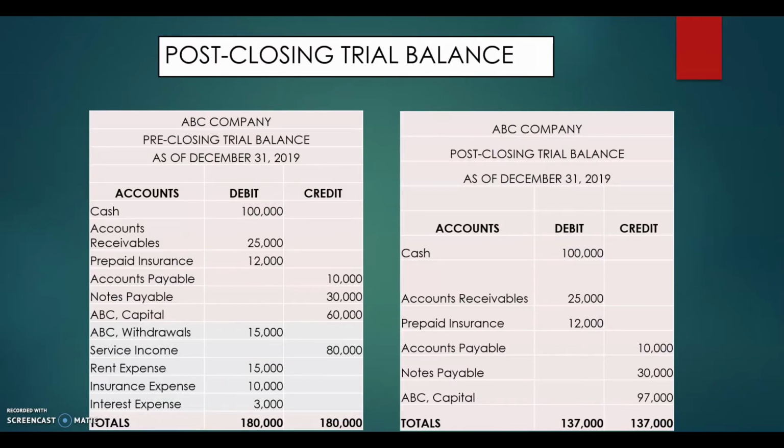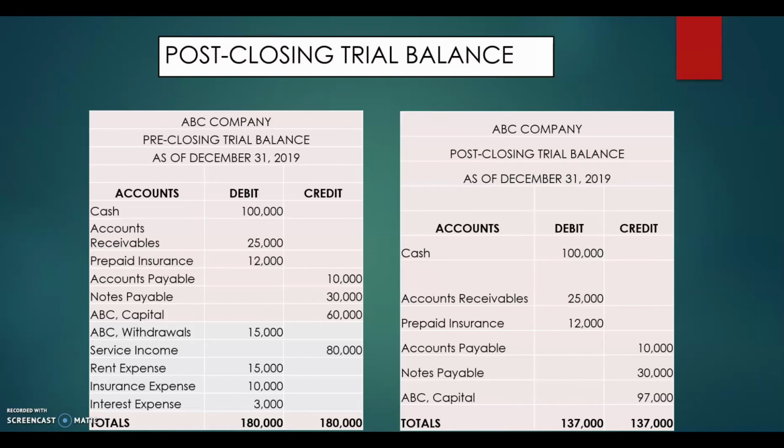Now let's have the post-closing trial balance after we have posted our closing journal entries. Now spot the difference of our pre-closing trial balance to our post-closing trial balance. What have you observed? In our pre-closing trial balance, all the elements of our financial statements, that is from assets, liabilities, equity or capital accounts, income, and expense accounts, are all listed. On the other hand, in our post-closing trial balance, only the permanent accounts remained. We have the assets, liabilities, and equity accounts.